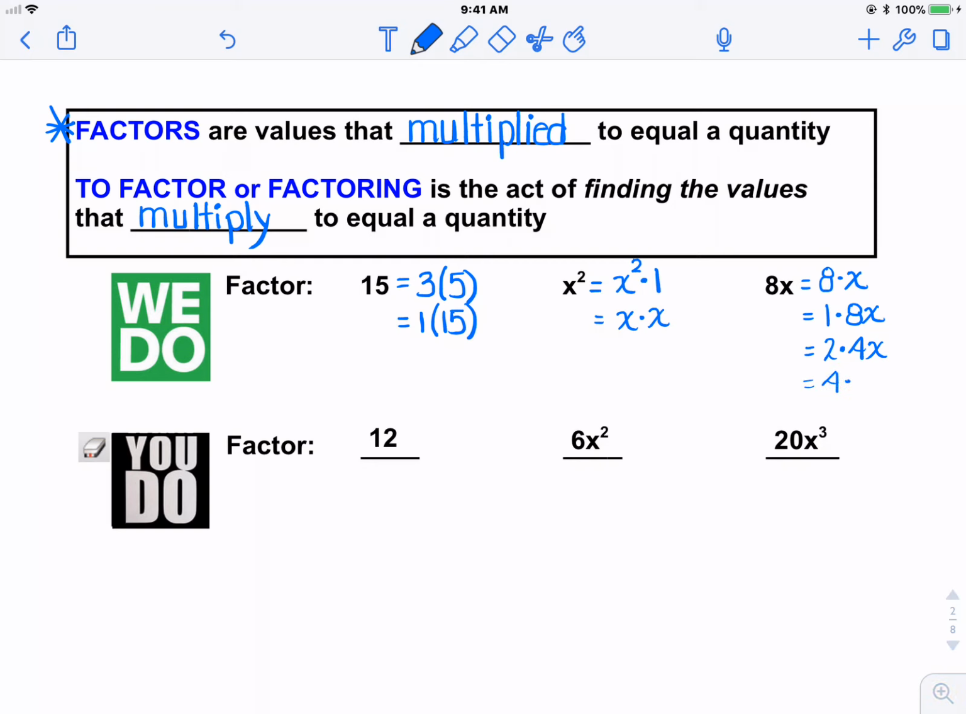Or 4 and 2x. So there are lots of factors of 8x, lots of values that could be listed and multiplied together to get 8x. So pause the video, list the factors of 12, just like we did up above for 15. See if you can come up with all the sets. List the factors for 6x squared. And again, try to list all the different combinations we can come up with that could make that. And then 20x cubed, and come back to the video only once you have those done and you're ready to check.